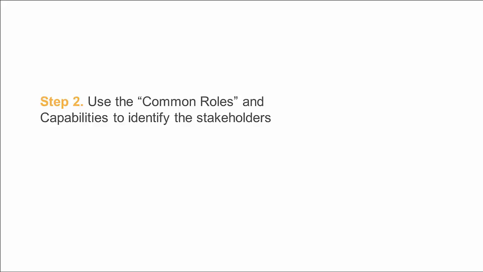But sometimes we find that just by role, that doesn't necessarily give you all the stakeholders. So the second thing to do is to look at the list of capabilities and say, who owns these capabilities in our organization? It's using both the roles and the capabilities to help you drive out and identify that core set of stakeholders.